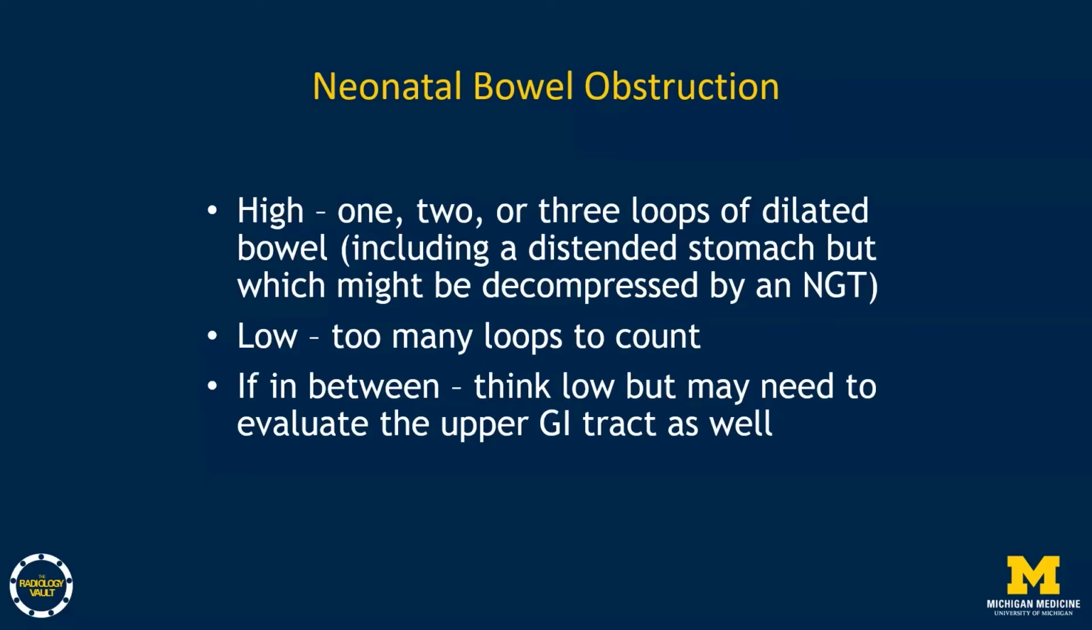With low bowel obstruction, there are too many loops to count. You try and count, and it's just too much overlap, too many loops. And so now you're thinking about a low or distal bowel obstruction. If you think you're somewhere in between, usually consider that a low bowel obstruction, which is going to dictate what you do next for the patient, but you may have to also take a look at the upper gastrointestinal tract.